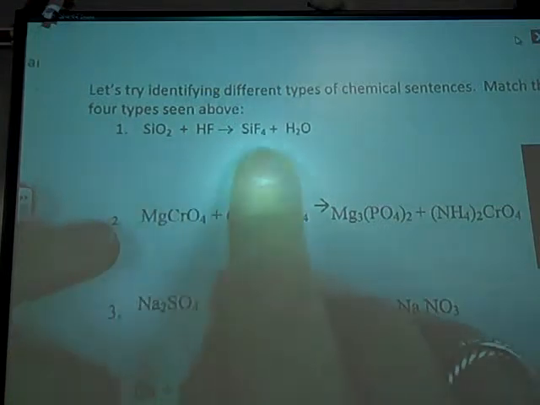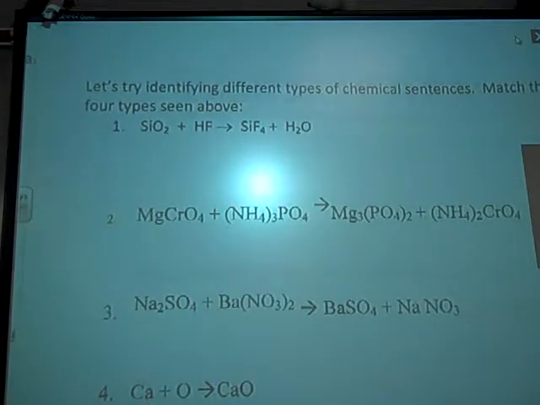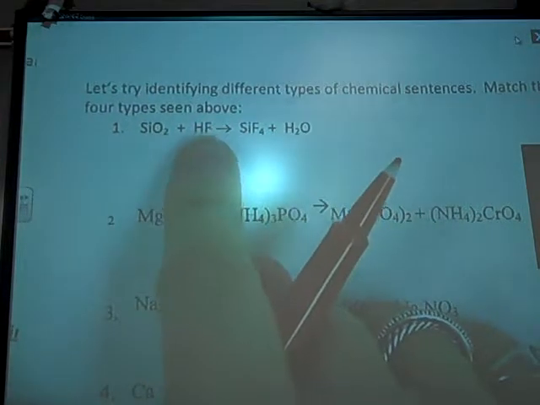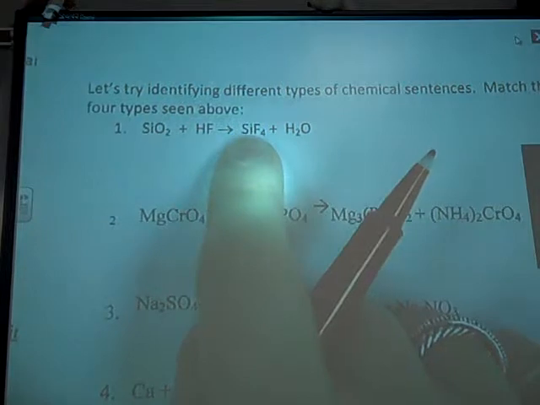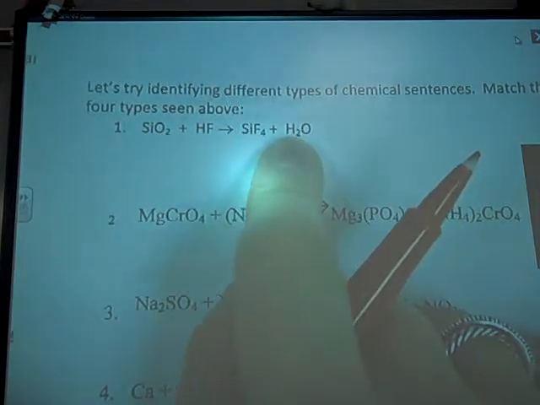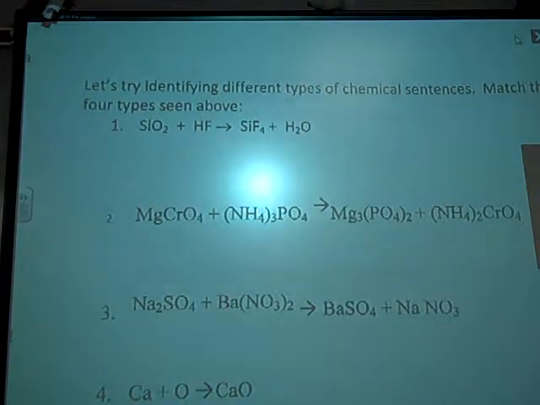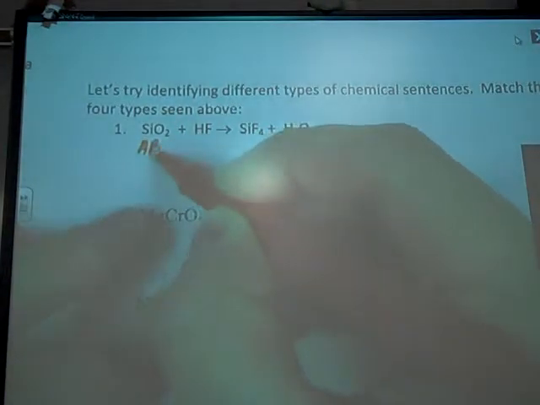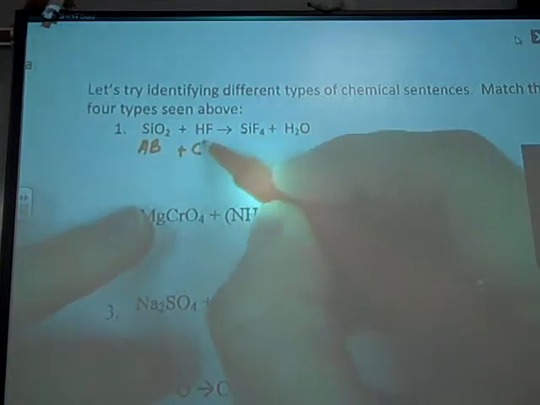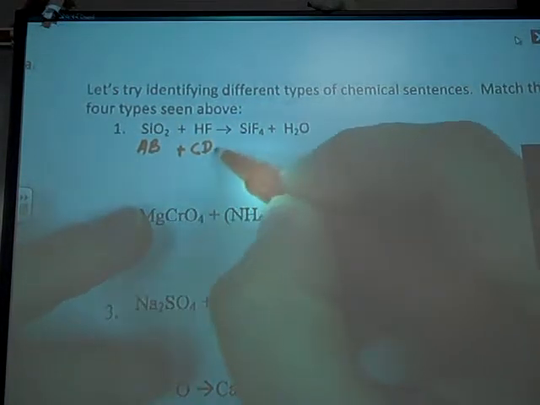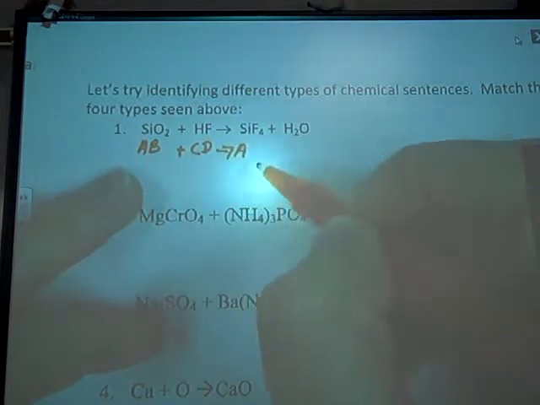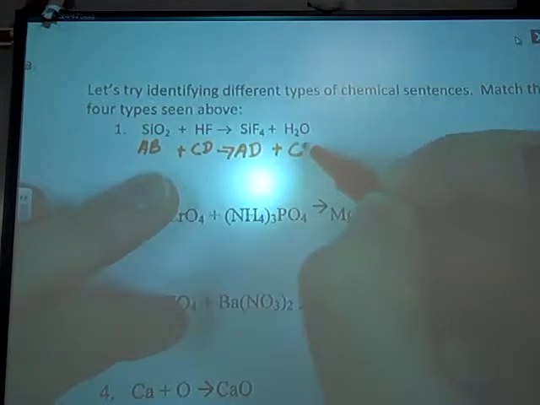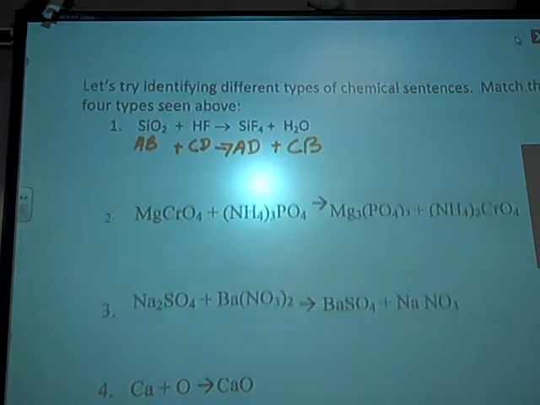So if we look at this sentence right here, I see a compound and a second compound, and a third compound, and a fourth compound. I see no individual atoms on any of these. These are all compounds. I have an element here and an element here. They're stuck together. An element here and an element here, stuck together. On the other side, my elements have switched partners. But I have elements on both sides.